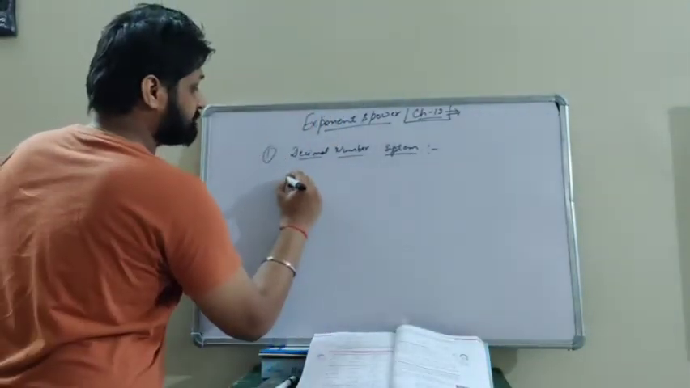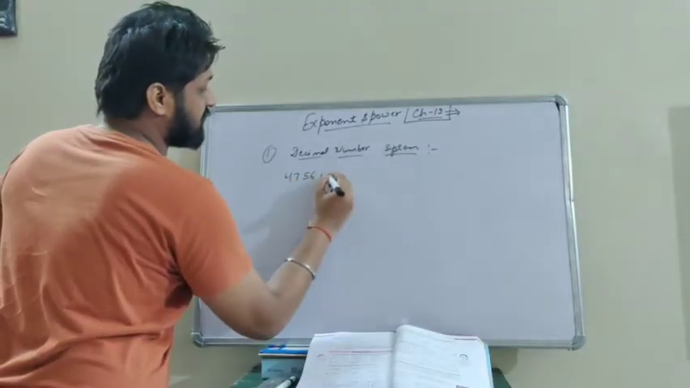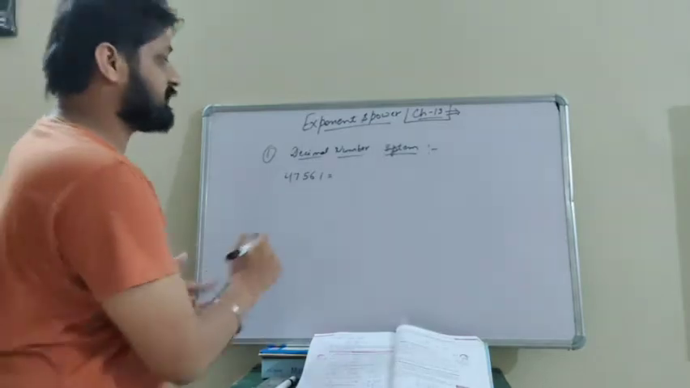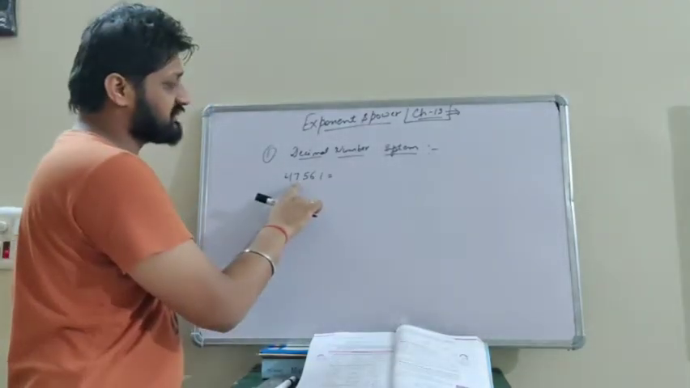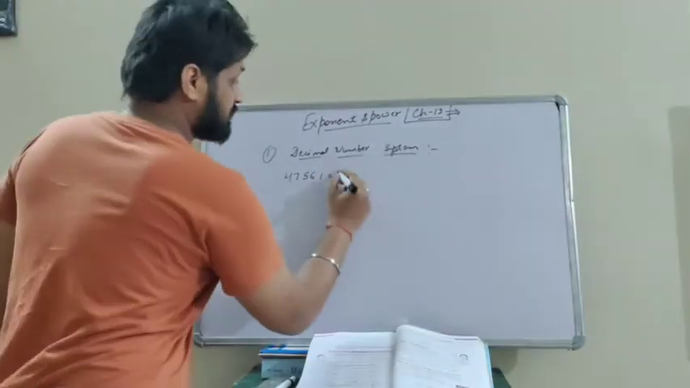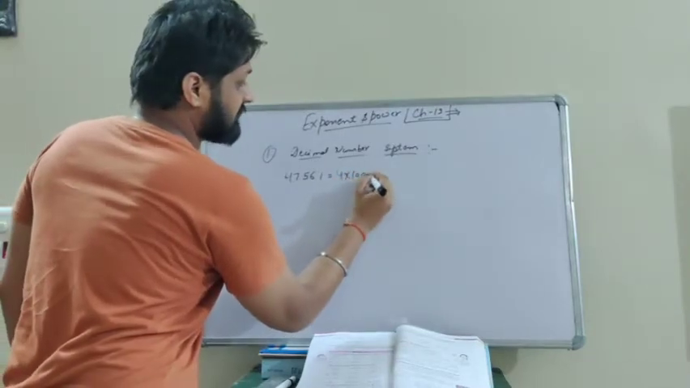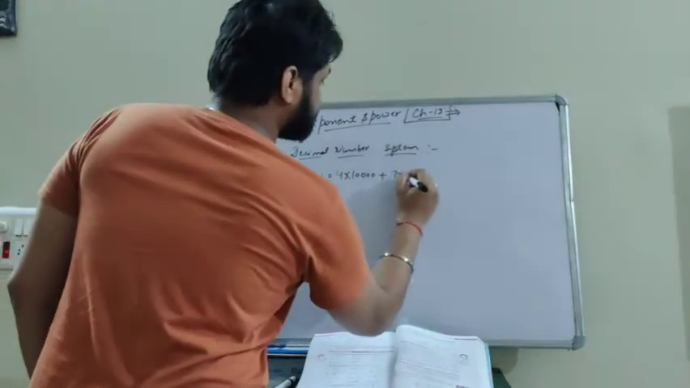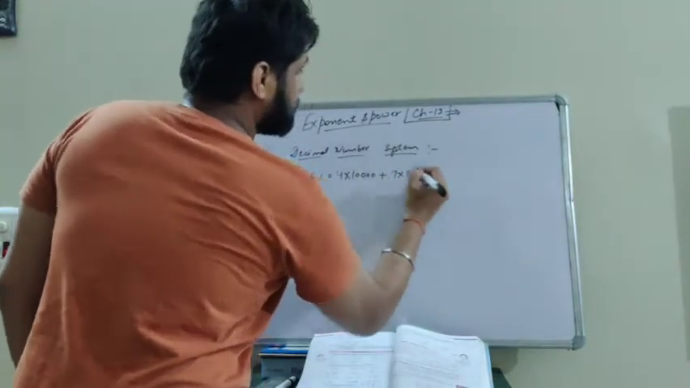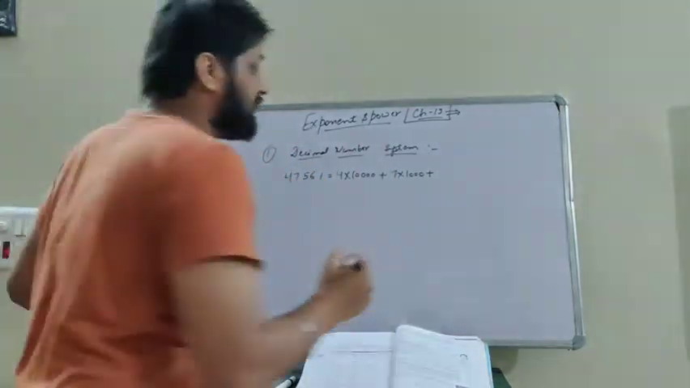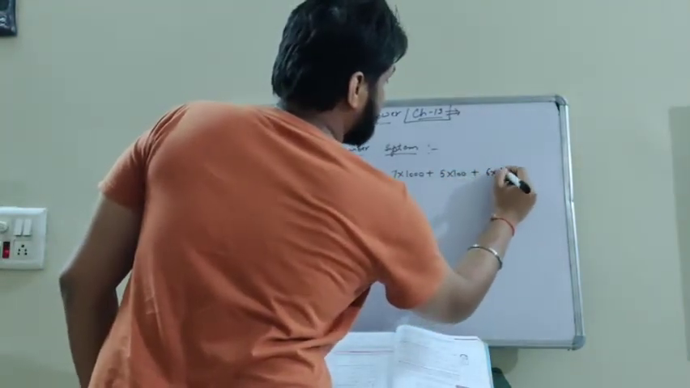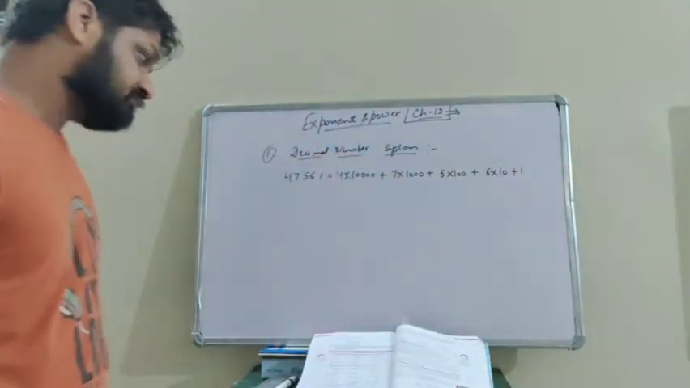47561. We have to expand it. How are we going to expand this? As you know, these are ones, tens, hundreds, thousands, and 10,000. So 4 multiplied by 10,000 plus 7 multiplied by 1,000, then plus 5 multiplied by 100 plus 6 multiplied by 10 plus 1.